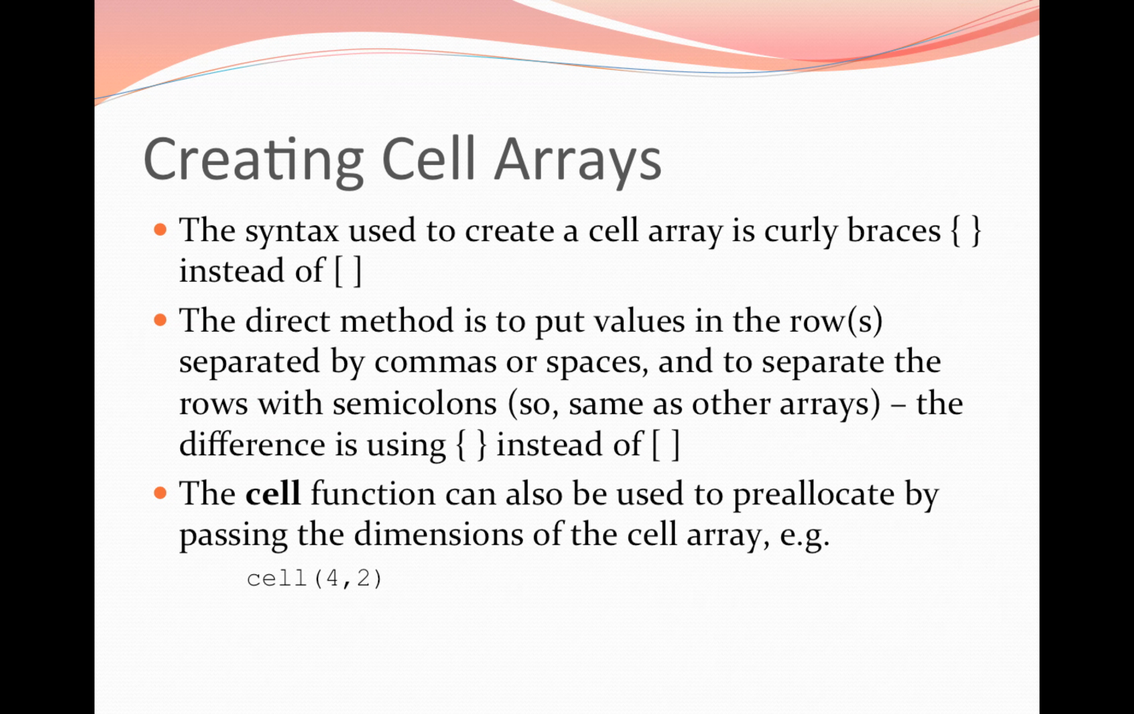The syntax used to create a cell array is to use curly braces instead of the square brackets that we've been using for other arrays. The direct method of creating a cell array is to put values in the rows, separated either by commas or spaces, and then to separate the rows with semicolons. So in other words, exactly the same syntax that we've already been using for other types of arrays. The difference is that we're putting them inside of curly braces instead of inside of the square brackets.